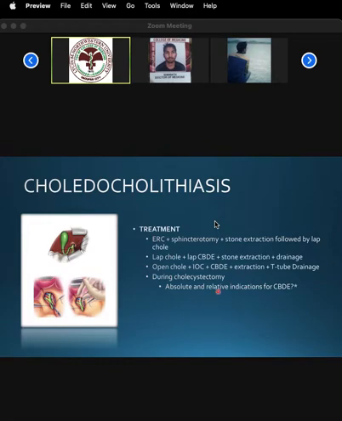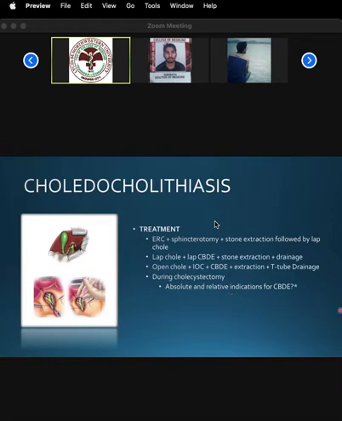Now, on the other hand, what are the relative indications for doing your common bile duct exploration? If you have a dilated common bile duct, which is more than 1 centimeter in widest diameter, if you have multiple but small stones within the gallbladder, if you have elevated liver function tests, if you have obvious manifestations of obstructive jaundice, or if you have jaundice and pancreatitis in one patient.